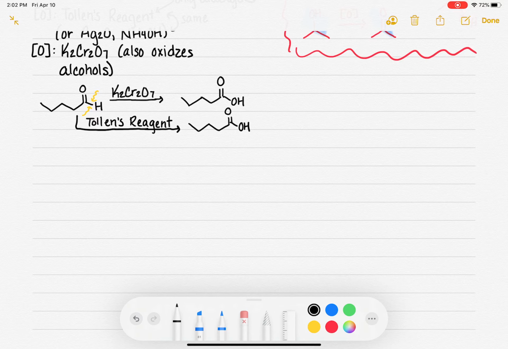Let's try another example. This molecule is going to be a little bit trickier. So we have our aldehyde, like we would expect. We're going to oxidize this again with both of the reagents, K2Cr2O7, and we're also going to oxidize this with Tollens reagent.